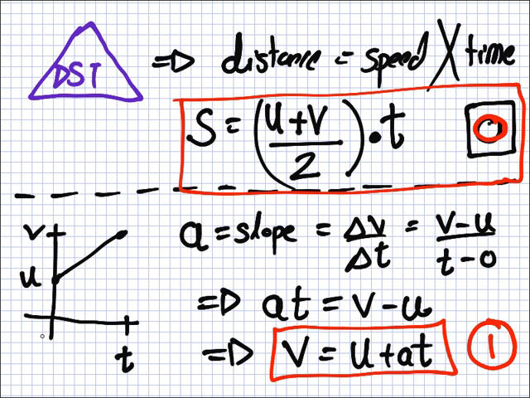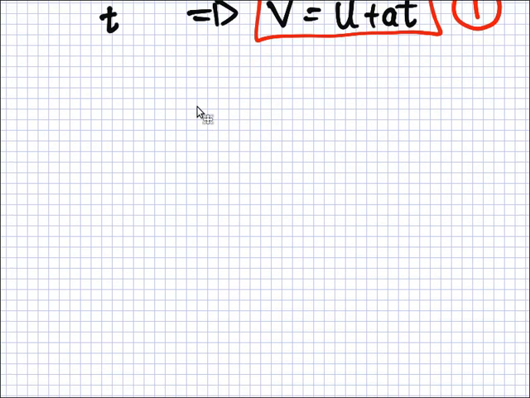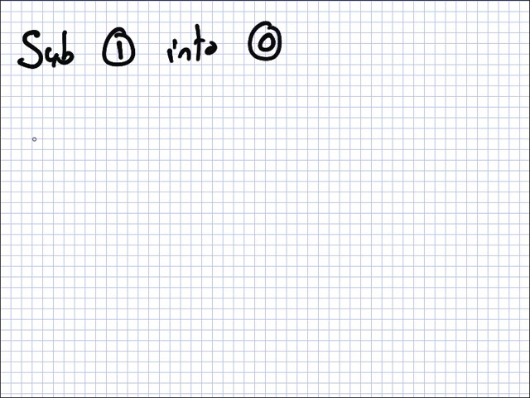Okay, you got that? Okay, can I scroll down? Yes. So now the next proof, what we'll do is we'll sub 1 into 0. Sorry, I said that backwards. Yeah, no, sub 1 into 0.